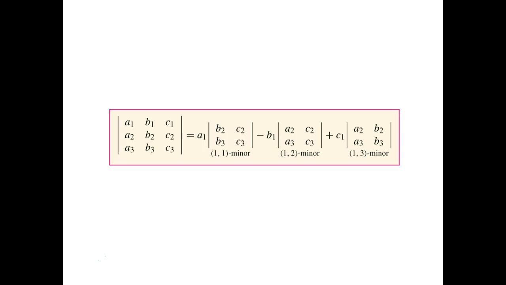That number times the determinant of this 2x2: B2 C3 minus C2 B3, however you want to say that. All right. Then go to the next one. Now you could have gone here or here. It doesn't matter. But just pick a row, pick a column, and carry it forward.